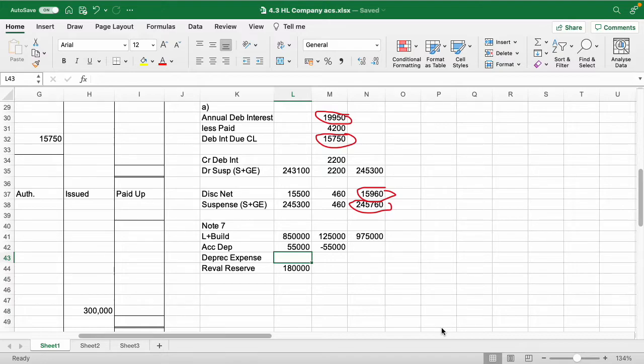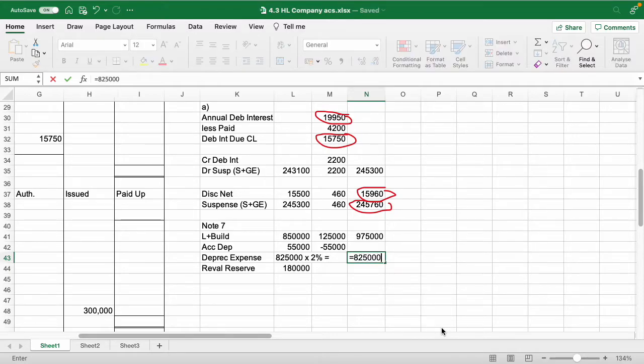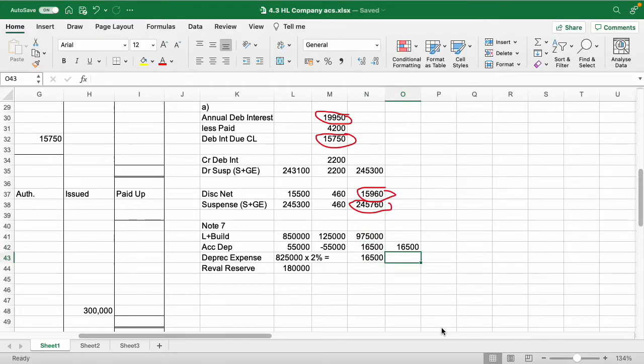The land element of the new value is 150. So the depreciation expense is going to be 975 minus 150. So that's 825 multiplied by whatever the depreciation is. Buildings depreciate 2% of cost. So it's 825 times 2%, so 16,500. Now that 16,500 has to be added to my accumulated depreciation. So the new accumulated depreciation figure is going to be that, 16.5.